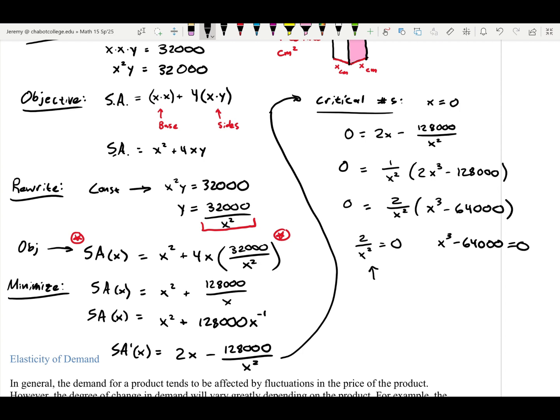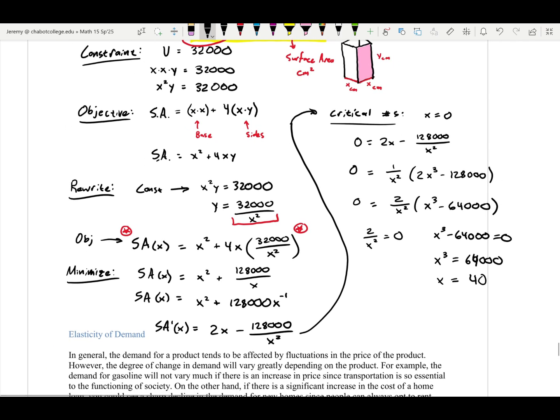This, of course, is undefined, so we don't get one from here. This is just the x equals 0. Over here, we can take a cube root. So get 64,000 on one side, and take a cube root. So x, in this case, will be positive 40, which is a very nice number.